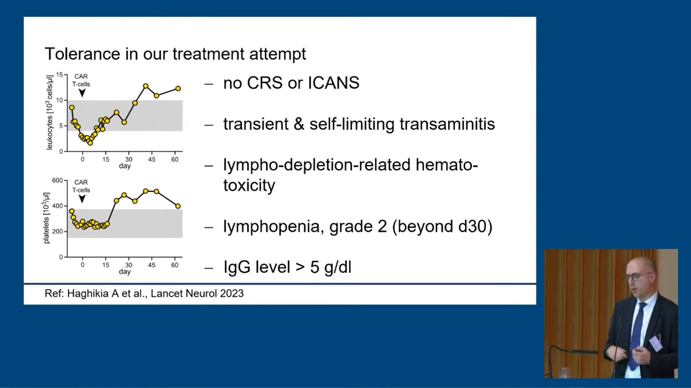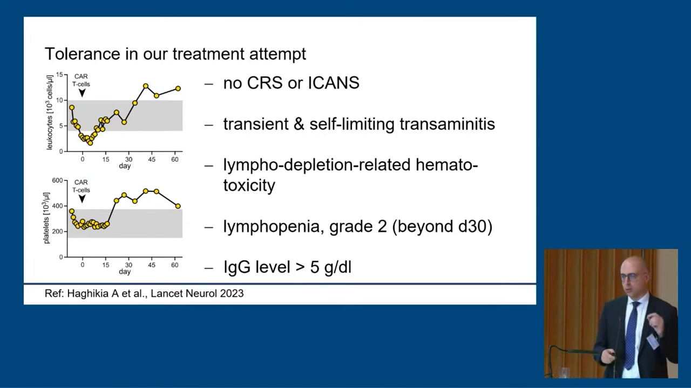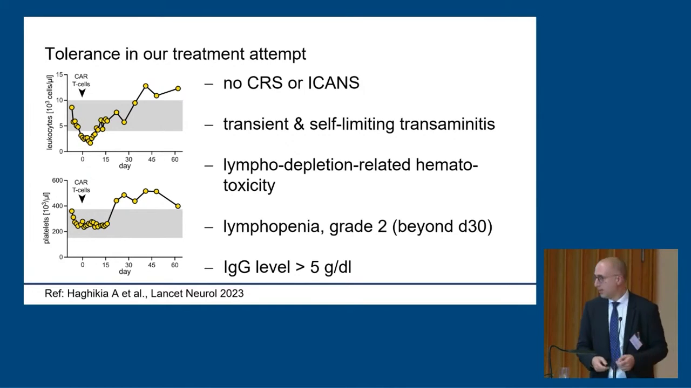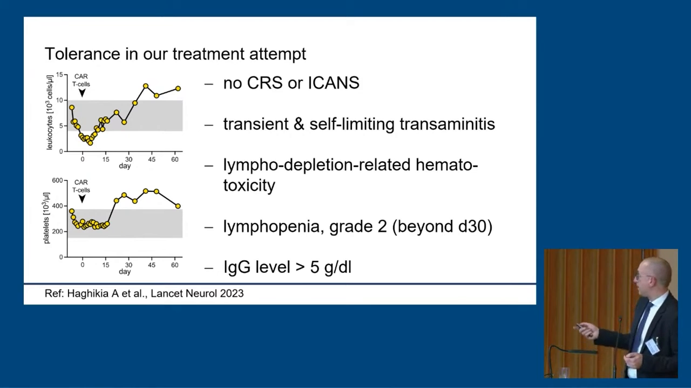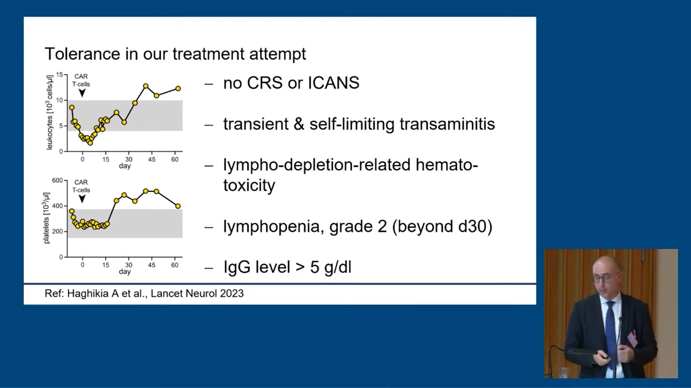I'm not showing you the hemoglobin levels because the patient came with a sideropenic anemia into the hospital and left it with a sideropenic anemia. So at least I can say you cannot cure or treat sideropenic anemia with CD19 CAR T cells. But that's why I'm not showing this yet. She showed a transient self-limiting transaminitis, which I think is more related to the chemotherapeutic treatment because she showed a similar pattern when she received bortezomib.